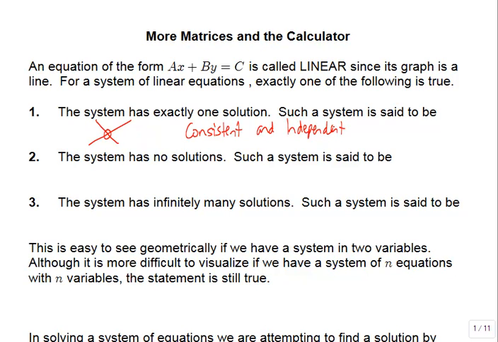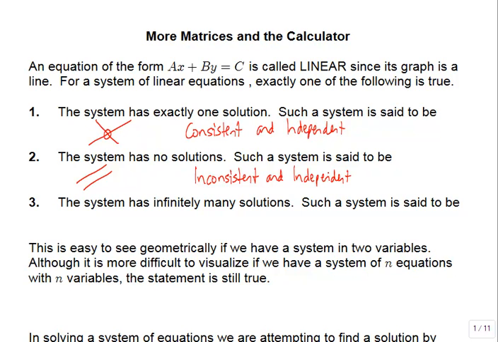Another possible case is that the system might have no solutions at all, and that's going to happen when you have two lines that are parallel, so they never intersect, they have no points in common. We say that such a system is inconsistent, and that's the word you use whenever there's no solution, and it's also considered independent as well.